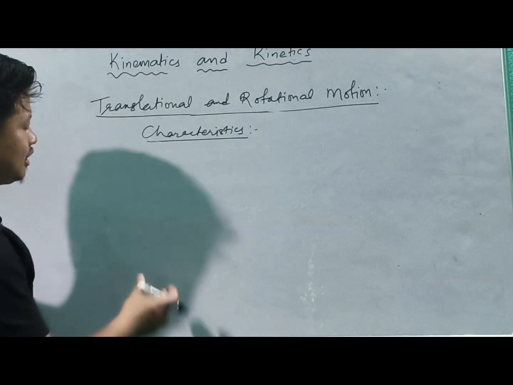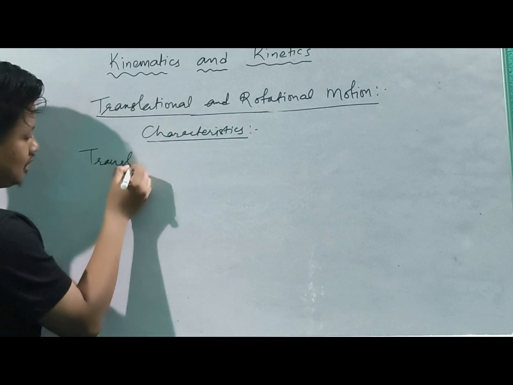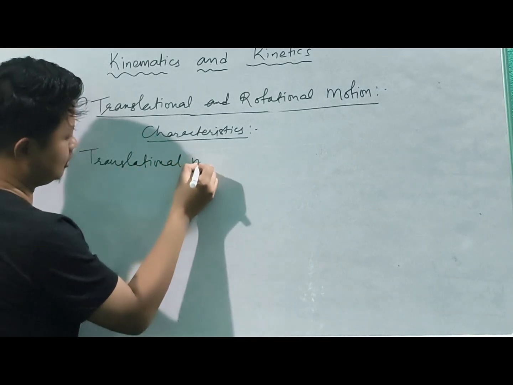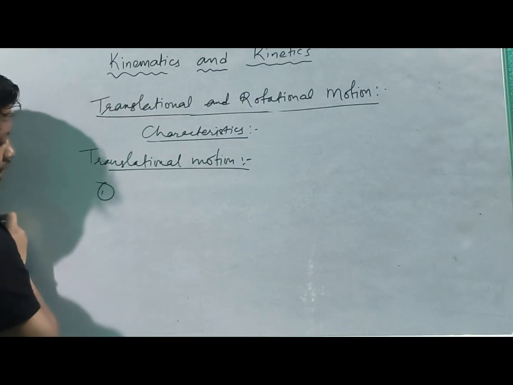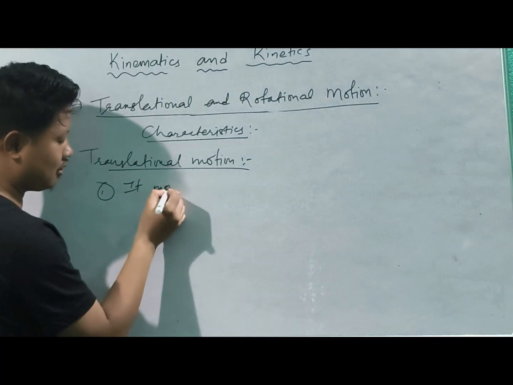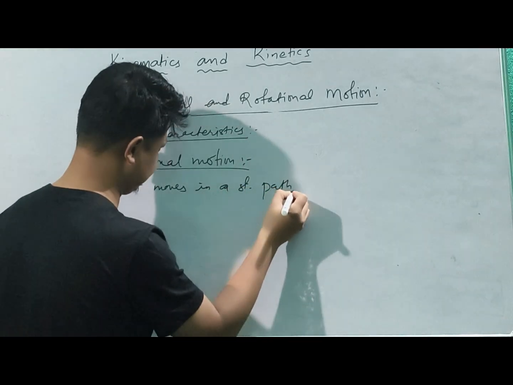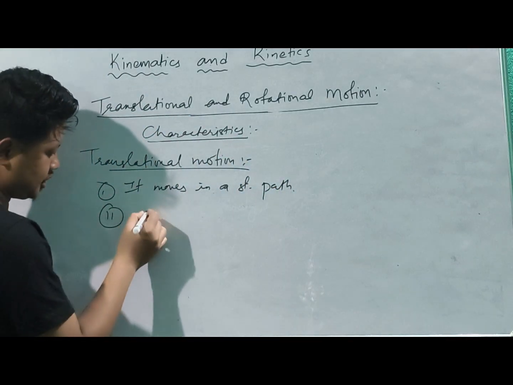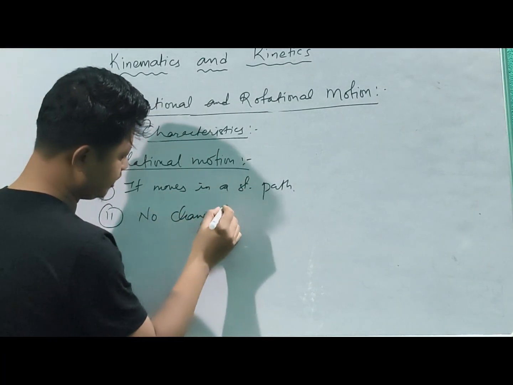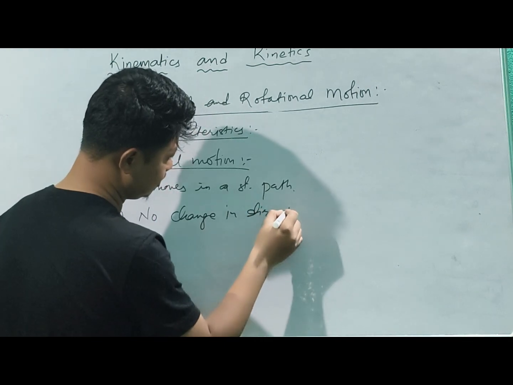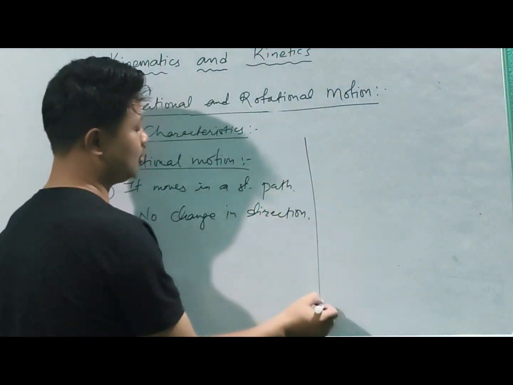Now let us discuss the characteristics of both types of motion, one by one. Translational motion. Number one characteristic: according to the definition, it moves in a straight path. If it moves in a straight path, there is no change in direction. Okay, similarly, let us write for rotational motion.